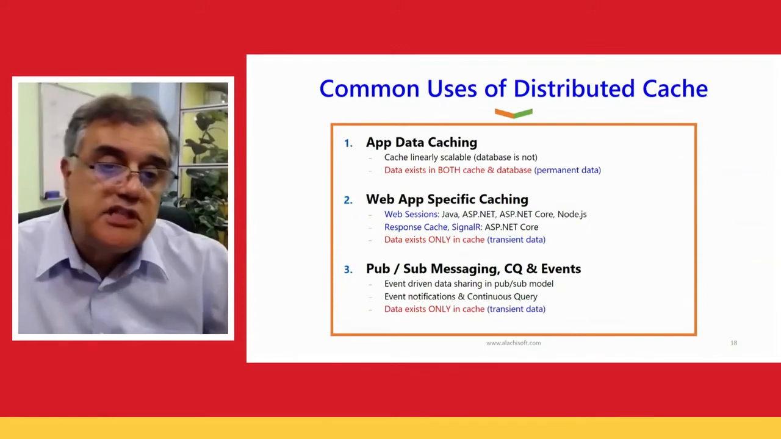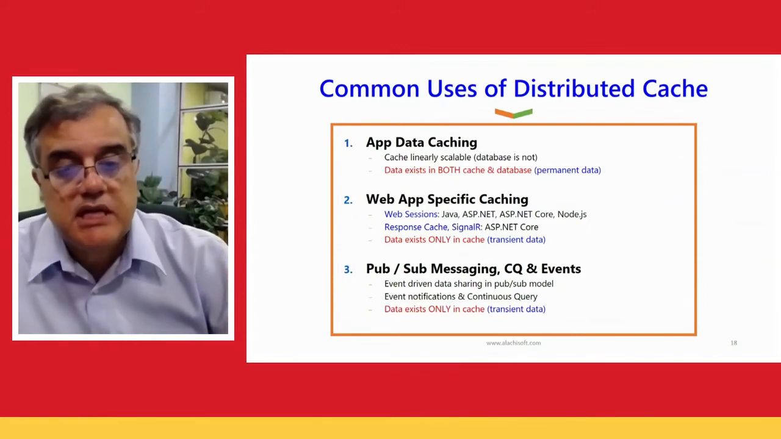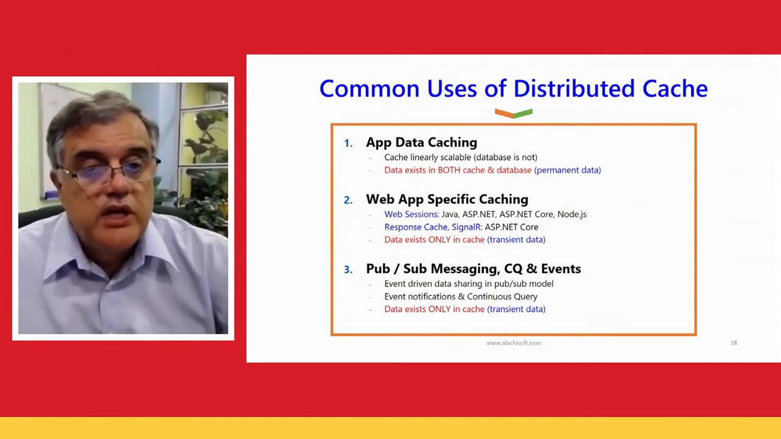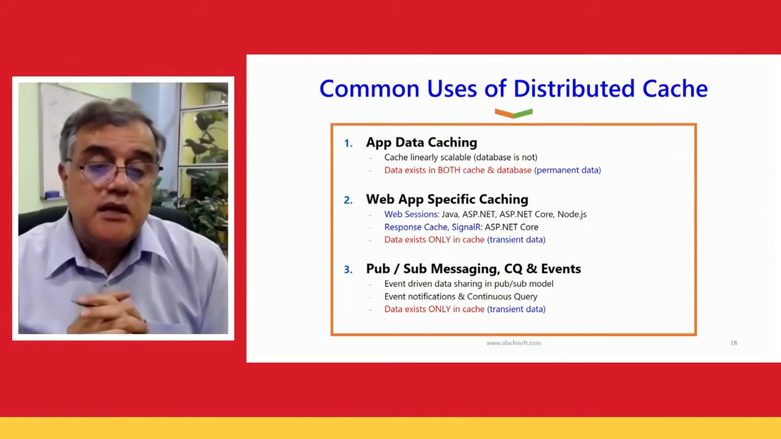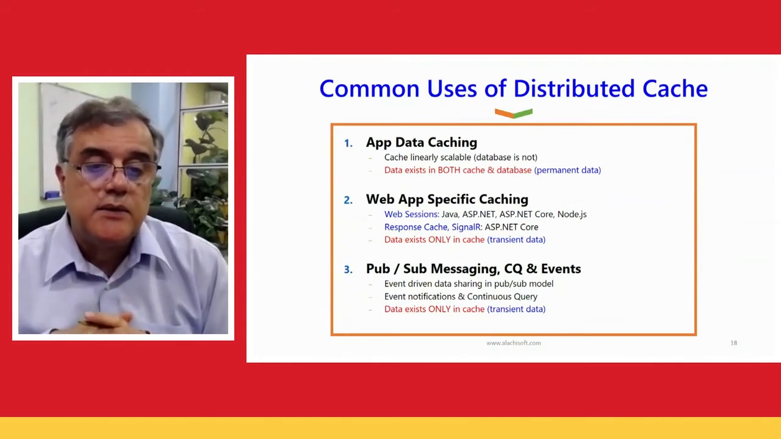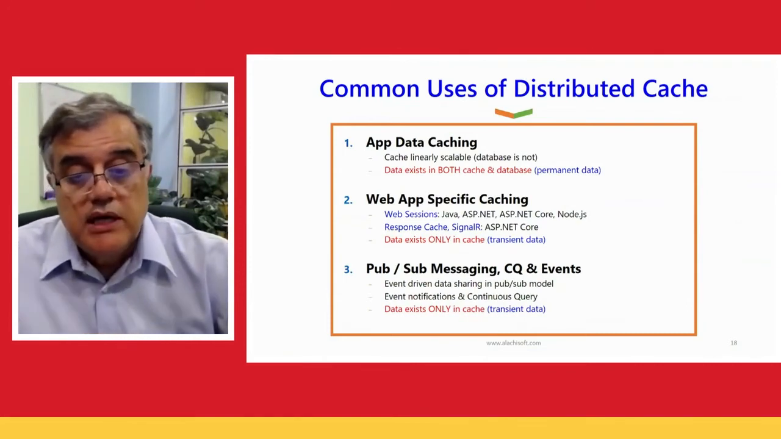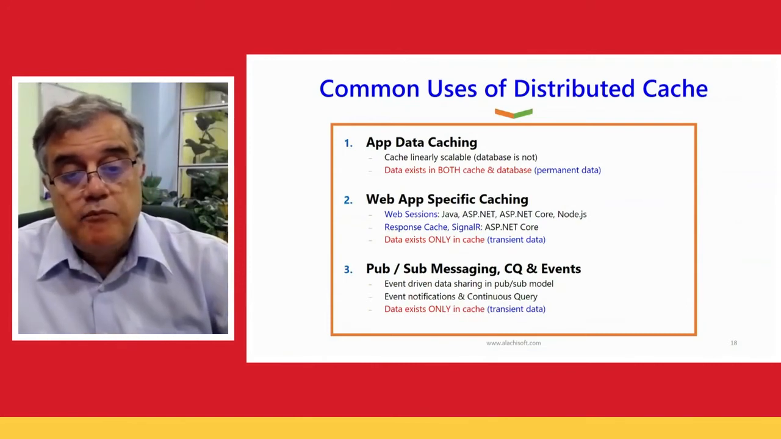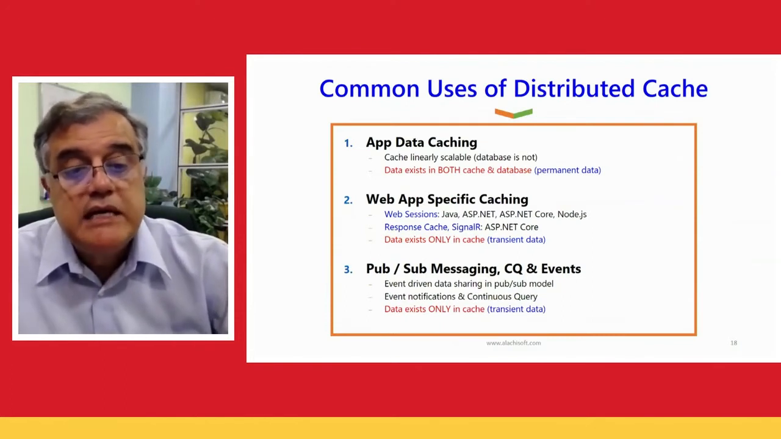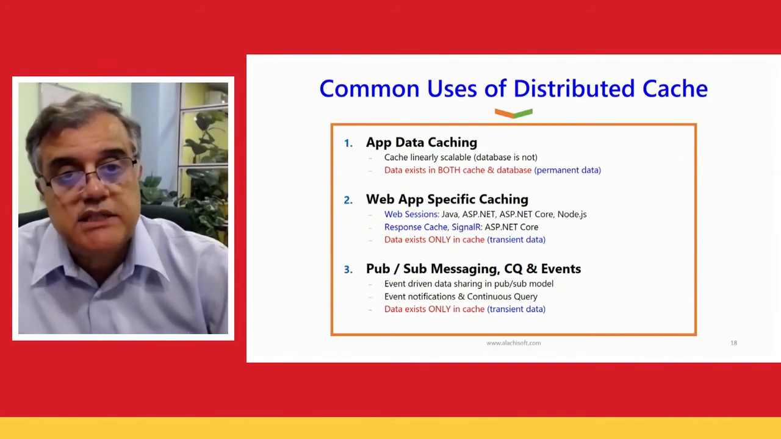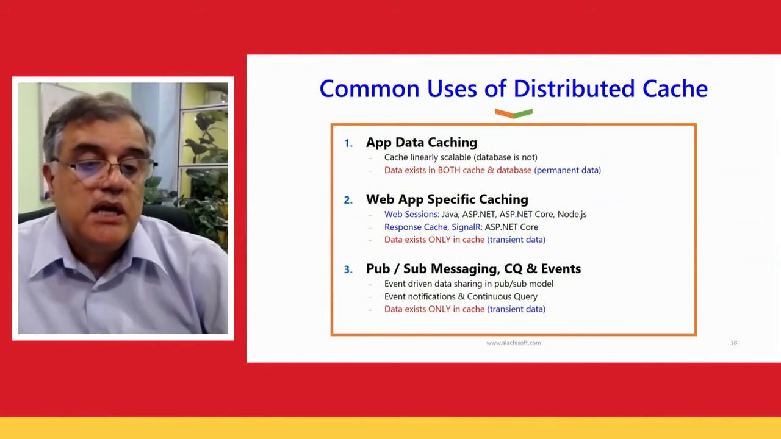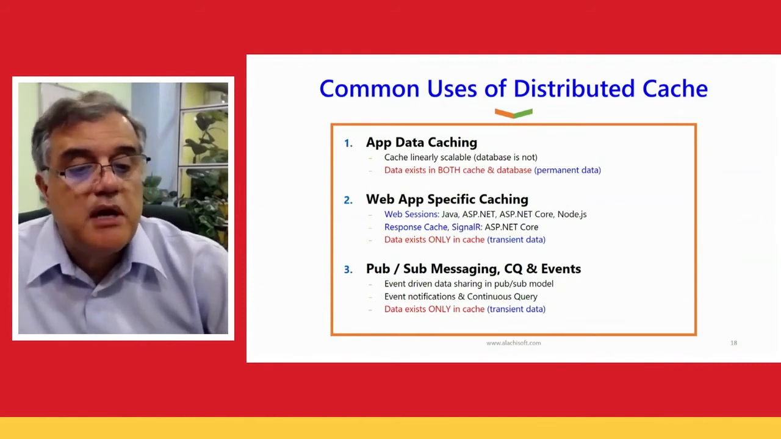App data caching has a different challenge. Web application specific caching has a different challenge. And the third use case, which a lot of people don't know at all, is that you can use a distributed cache as a pub/sub messaging platform and events. I'm going to show you that even microservices need to do pub/sub. So if they use a distributed cache as a pub/sub messaging platform on top of using it for application data caching, then pub/sub messaging will not be a bottleneck for them.